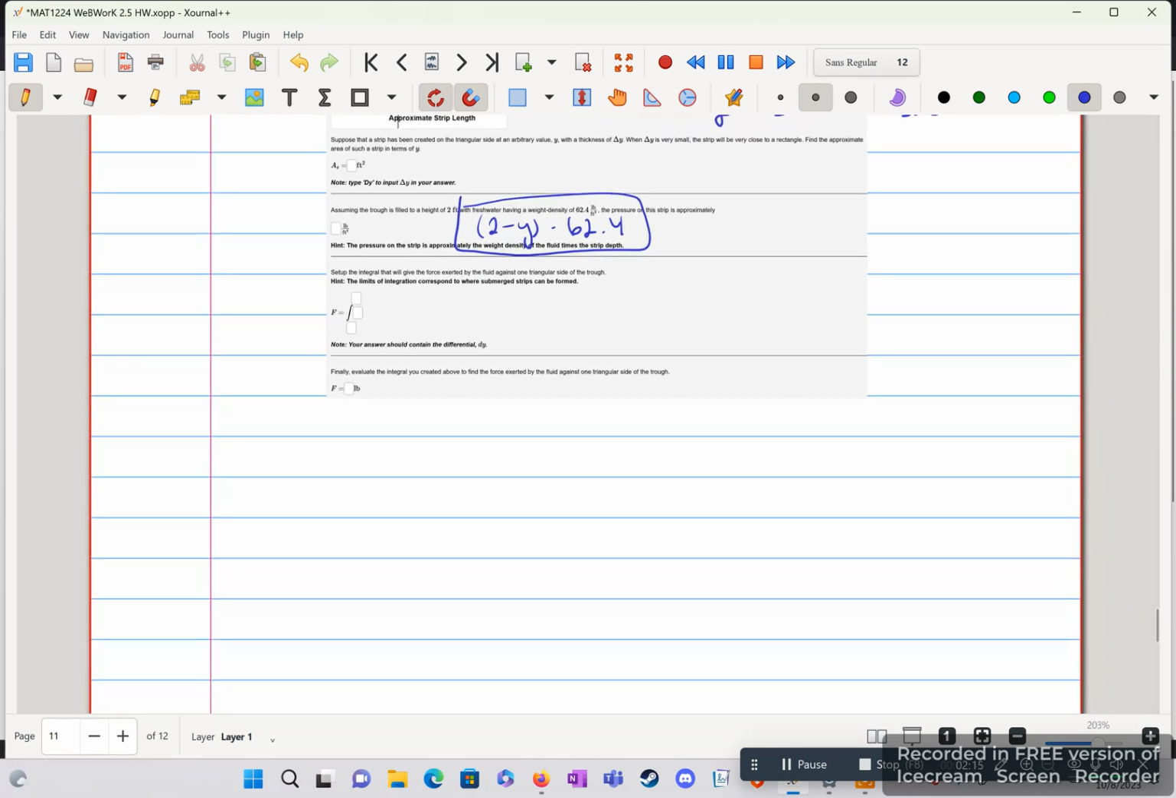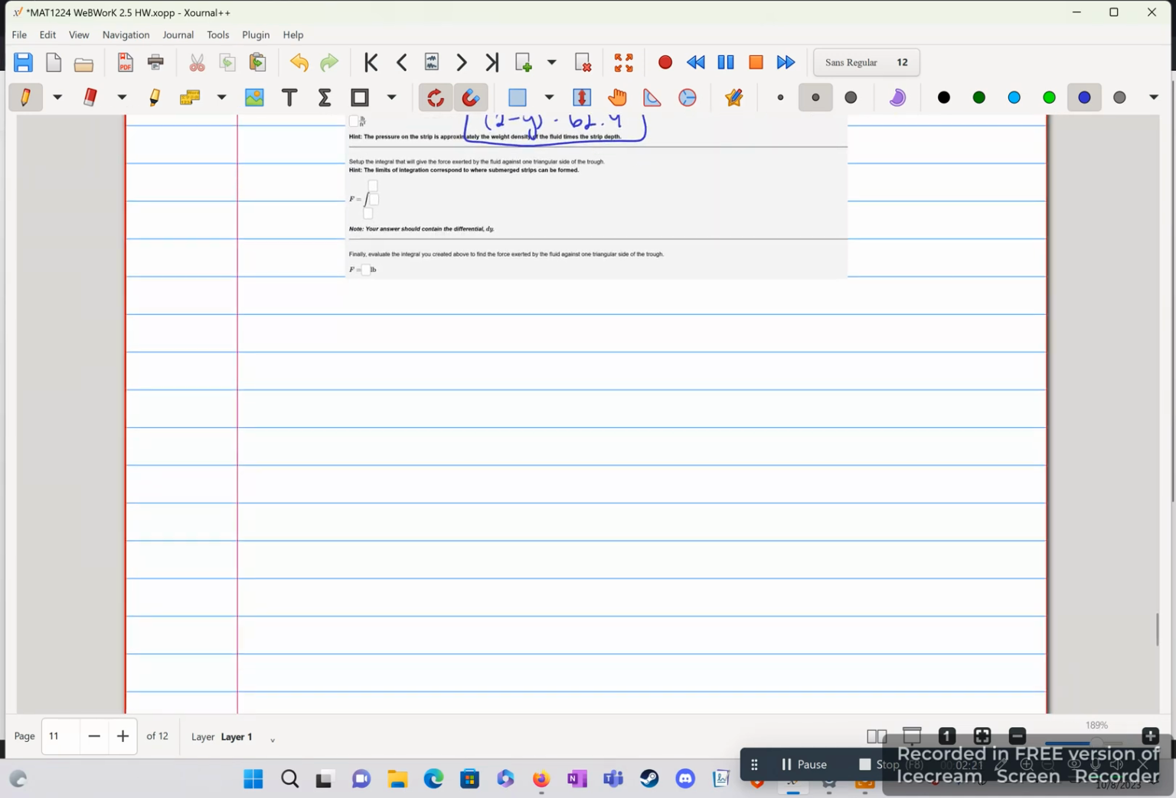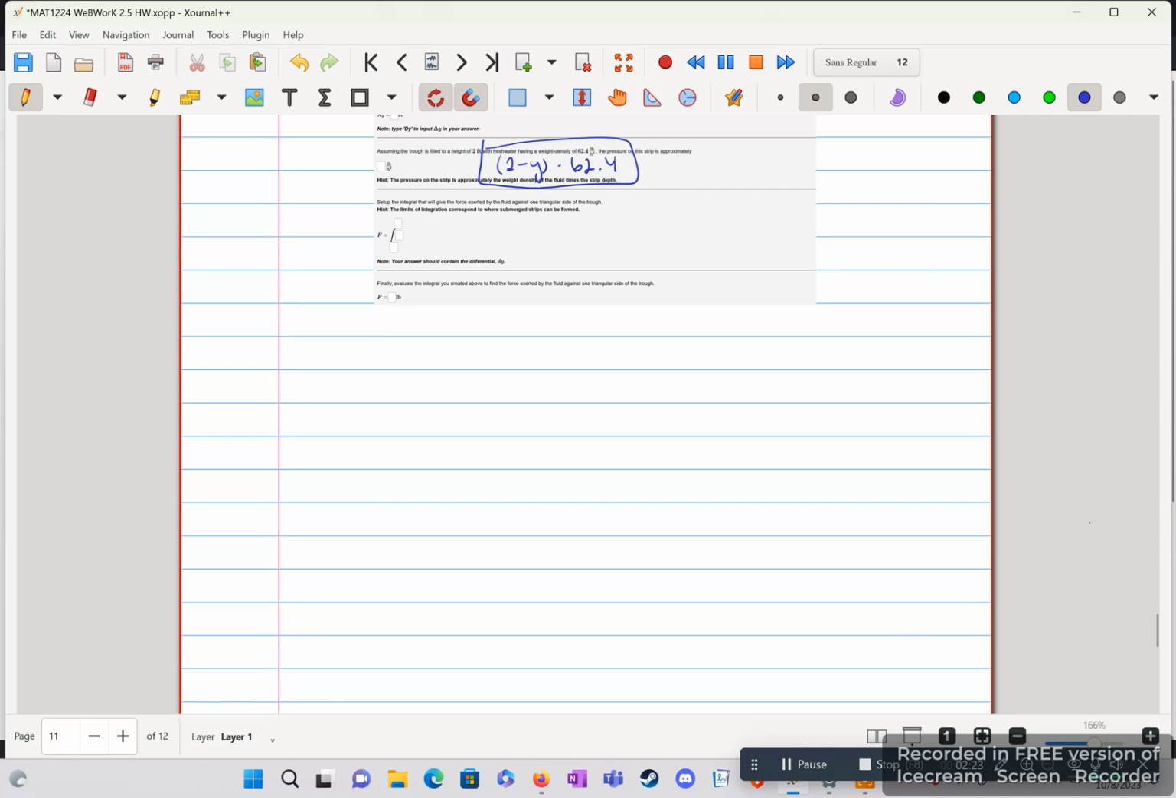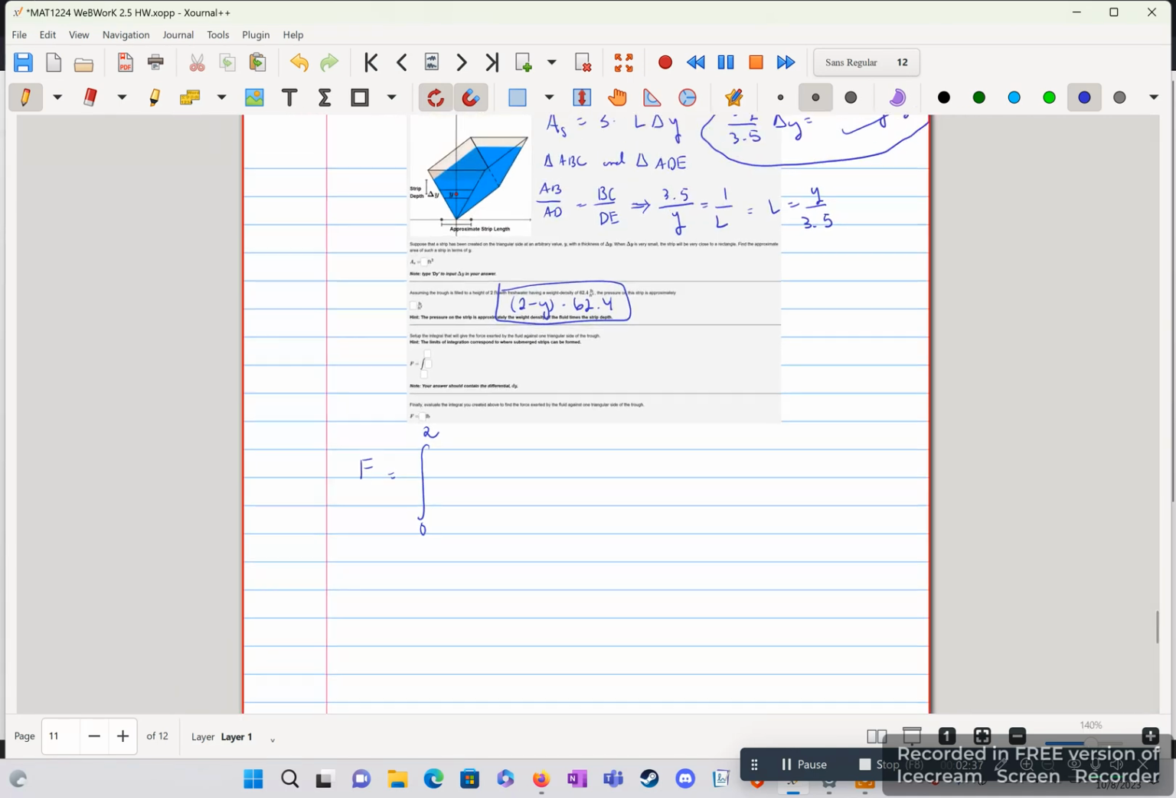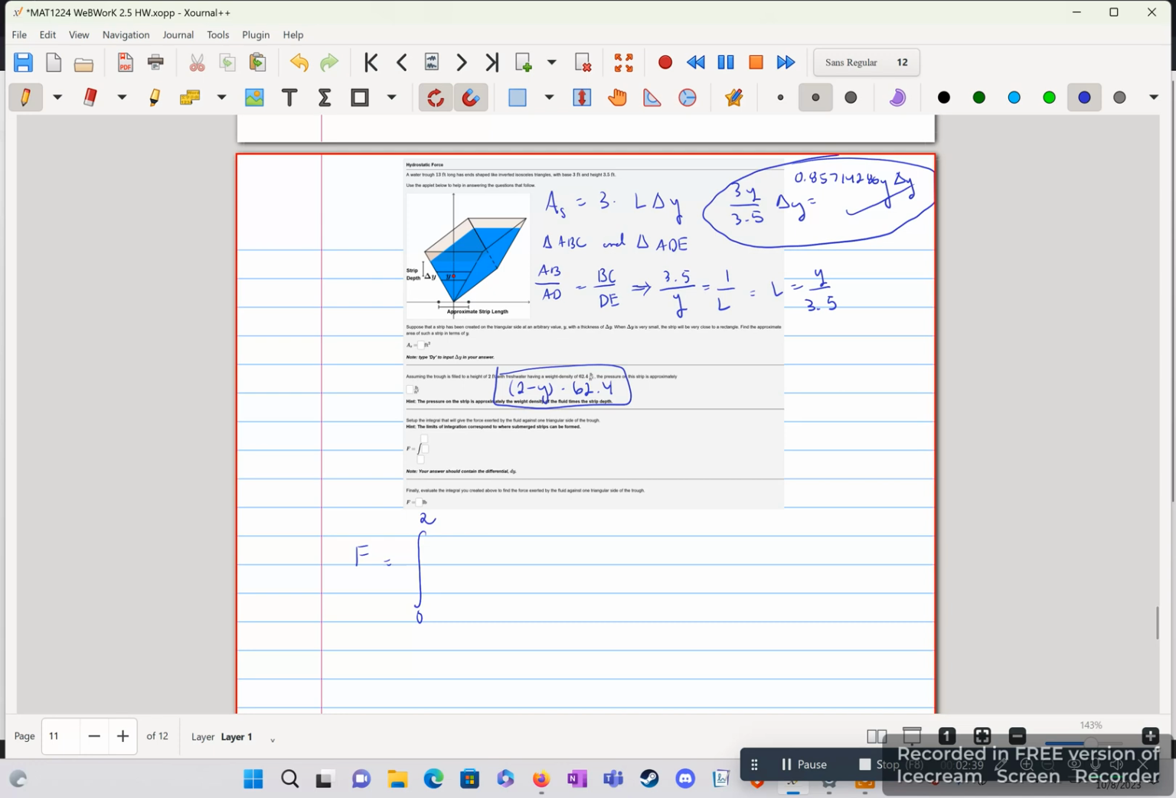Now, we just need to put this in our integral of F is equal to the integral from 0 to 2, because the trough will be filled to a height of 2, of, we have our original part 1 here, which is going to be, we're going to get our constants together, so we have 3 over 3.5 times our 62.4. Now we have our del y, 2 minus y, and we have this extra y that we have from part 1, y, dy.